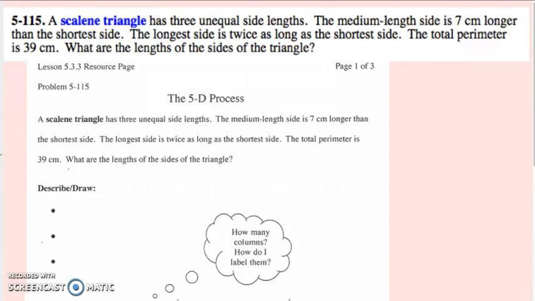Okay, you should have a packet that has all of these resource pages in it, and that will help you answer the questions today. 5.1.15 says a scalene triangle has 3 unequal side lengths. The medium length side is 7 centimeters longer than the shortest side. The longest side is twice as long as the shortest side. The total perimeter is 39 centimeters. What are the lengths of the sides of the triangle?